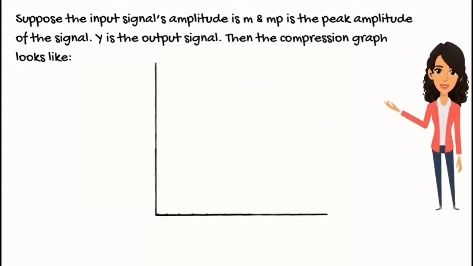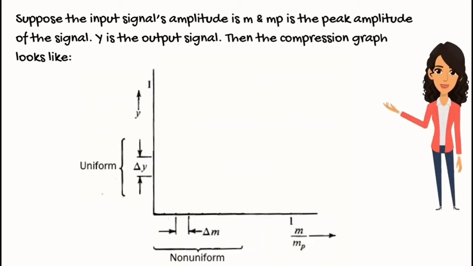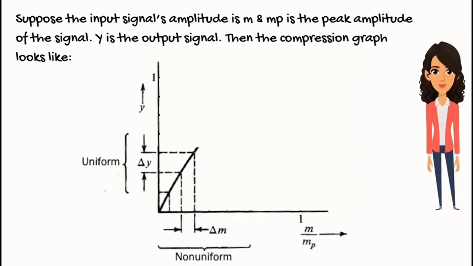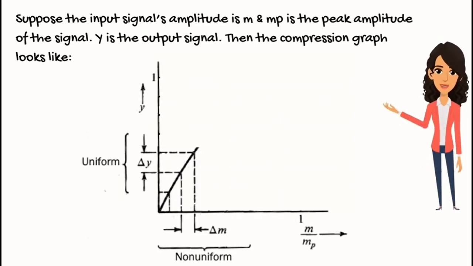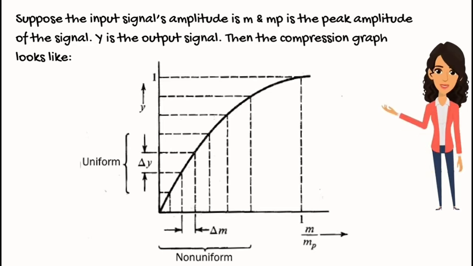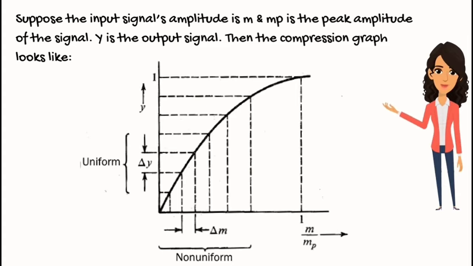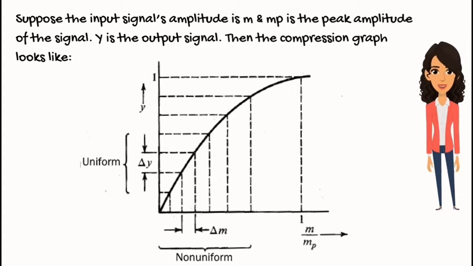Let us consider an example. Suppose the input signal's amplitude is M and MP is the peak amplitude of the signal, Y is the output of the signal, then the compression graph looks like the below figure. As you can see from the graph, the small input levels delta M are mapped onto the bigger output levels delta Y, and the higher input levels are mapped onto the smaller output levels.